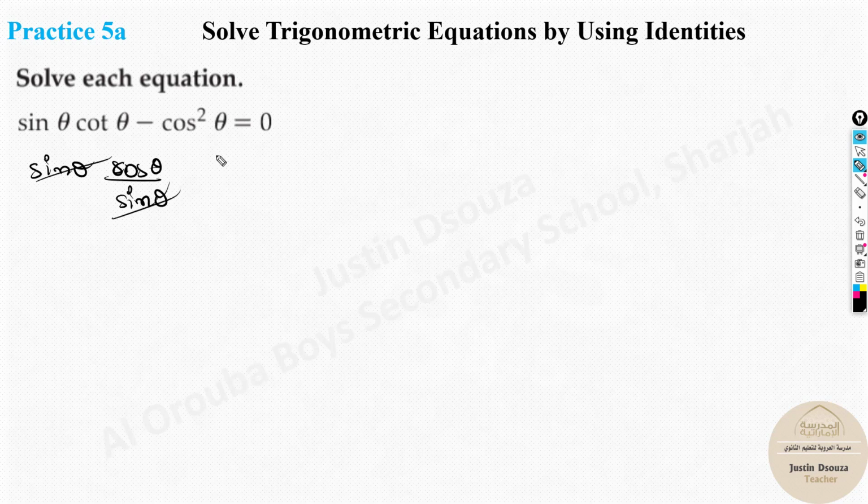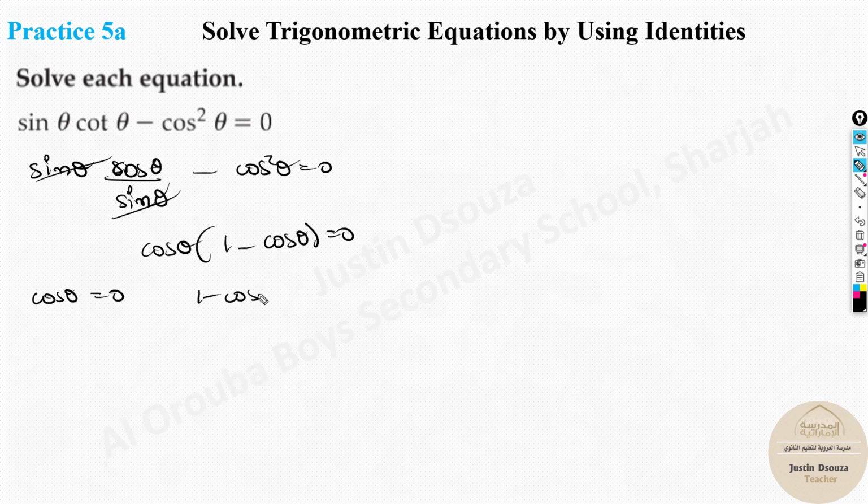Now, here these both cancel off. And we have remaining cos theta equals 0. Let's simplify this. Cos theta, you can remove it outside. And what happens? 1 remains minus, there are two cos thetas over here, only one will remain, equals 0. You can equate it to 0. Cos theta equals 0. 1 minus cos theta equals 0.